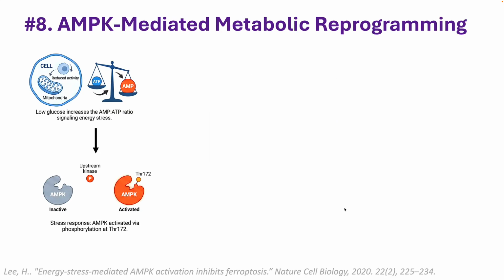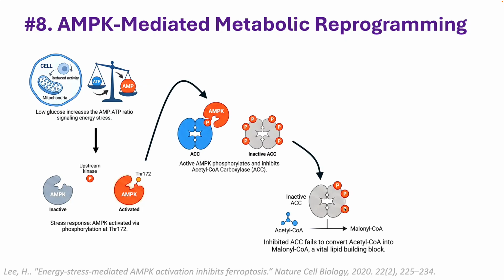Under cellular stress, ATP depletion leads to a rise in the AMP-ATP ratio, which activates AMP-activated protein kinase, which you heard being called AMPK. AMPK functions as a master regulator of energy homeostasis. One of its key actions is its inhibition of acetyl-CoA carboxylase, which reduces malonyl-CoA production and downstream fatty acid synthesis, which includes polyunsaturated fatty acids.